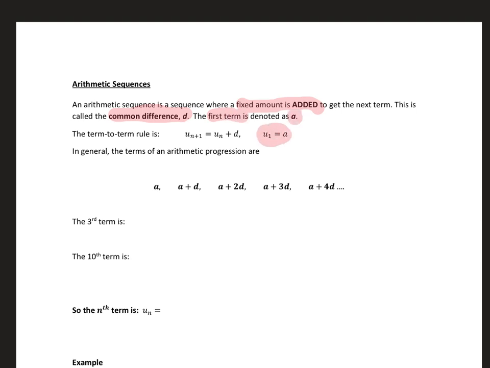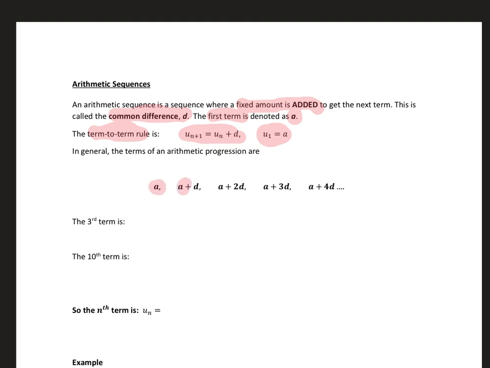So I'm going to write U1, I'm going to call that a, and I'm going to say the rule is to get from one term to the next, I add this common difference. So to get the next term, I add d to the previous term. So U(n+1) is U(n) plus d. d could be a negative number, for example, it could be minus 2, it could be a positive, it could be a fraction, it could be a decimal, it could be 0.